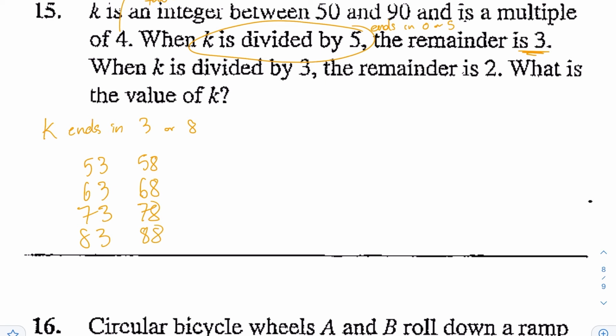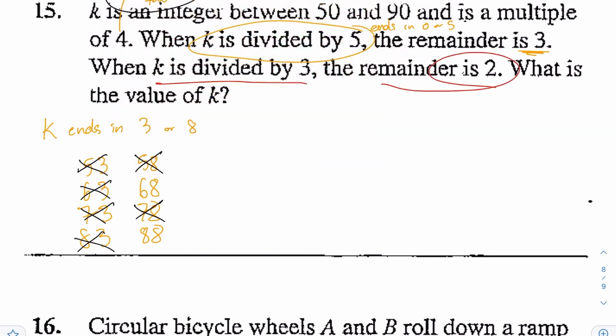Now, it has to be a multiple of 4. So it's in the 4 times table. 53, 63, 73, and 83 aren't. And neither is 58 or 78. So it's between 68 and 88 now. And now the last piece of info is that if you divide by 3, you get a remainder of 2.